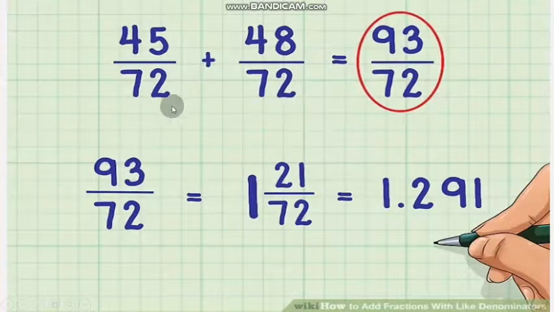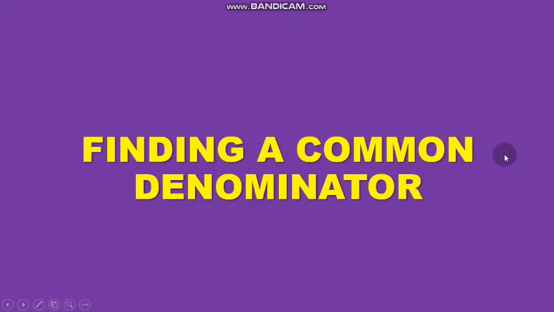Since they now have a common denominator, you can add the fractions 45 over 72 plus 48 over 72, and that is equal to 93 over 72. Don't forget to reduce, solve, or convert improper fractions to mixed numbers when applicable and necessary. For instance, 93 over 72 is also equal to 1 and 21 over 72, and it is also equal to 1.291. That is for finding a common denominator.